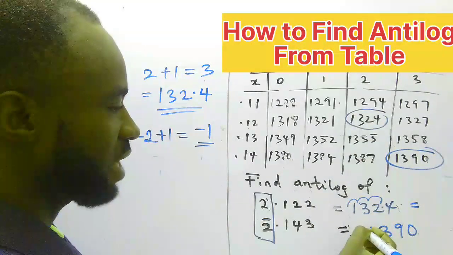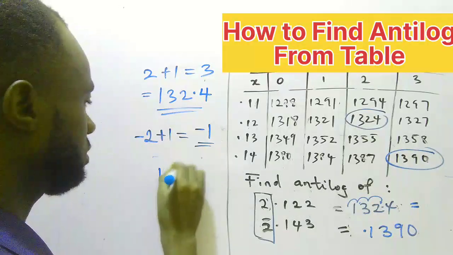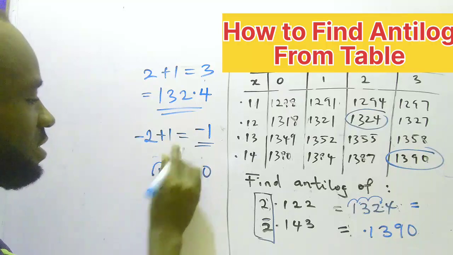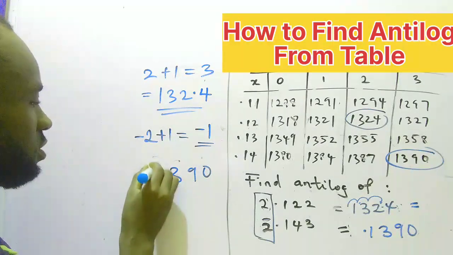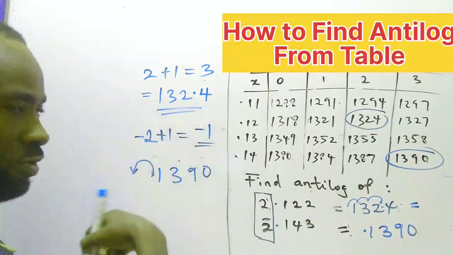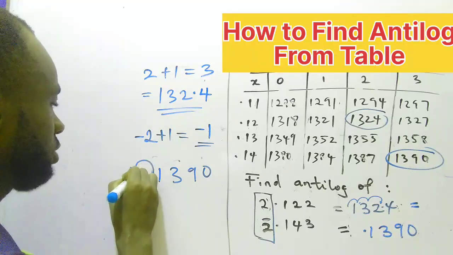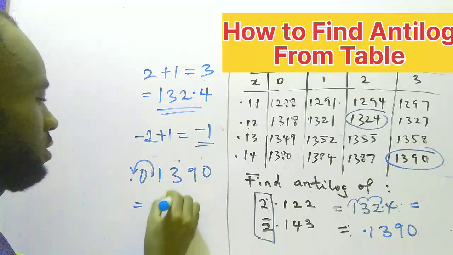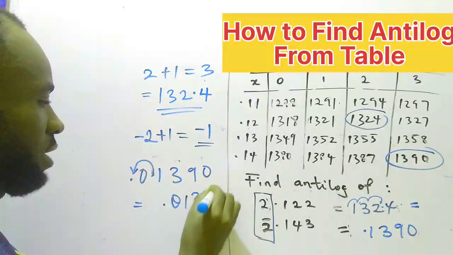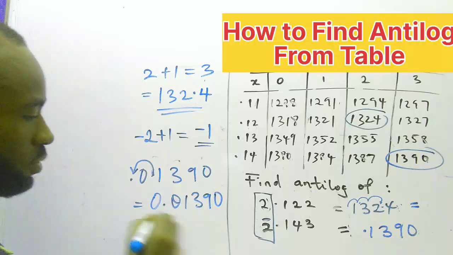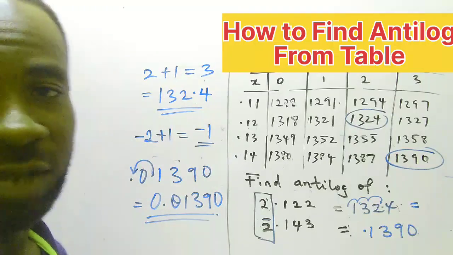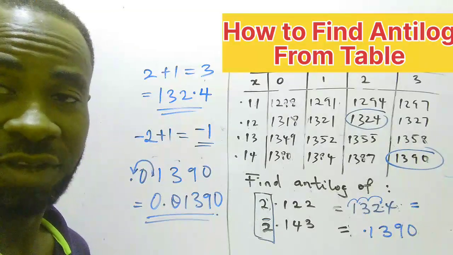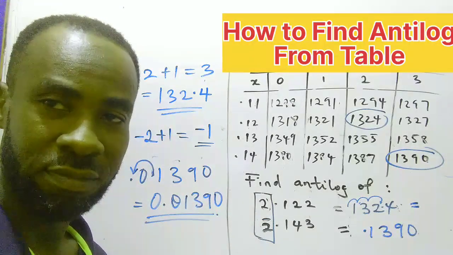So our answer here now, instead of 1390, remember the point is here. Instead of moving my point to the right, I'm going to move my point once to the left. If my point comes here, I fill here with 0, so that my answer is 0.01390. Then you can put 0 here to fill it. So this is how to find the antilog of a number. Very simple. Have a good day.